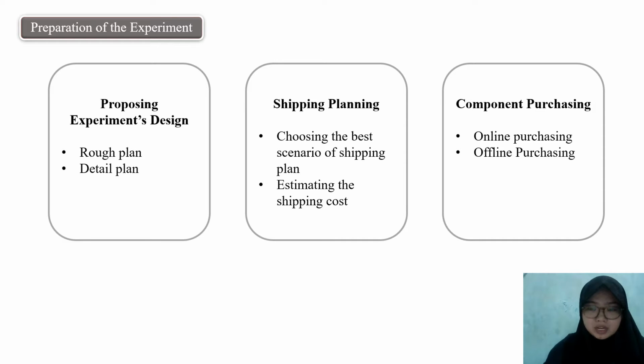Starting from the preparation of the experiment, we have done three different preparations. The first one is proposing the experiment's design. First of all, we need to propose the rough plan, followed by the detailed one. Second, the shipping planning. In this section, we choose the best scenario for the shipping plan and then estimate the shipping cost and compare it with the real one. And third, we talk about the component purchasing. For the detailed discussions, we will discuss them in the next few slides.